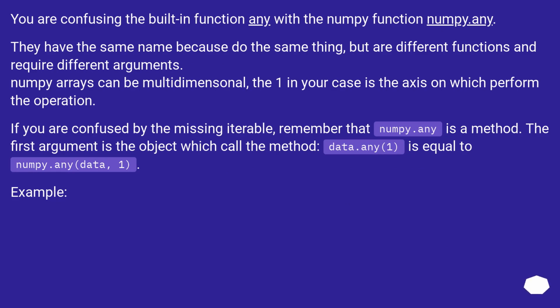If you are confused by the missing iterable, remember that numpy.any is a method. The first argument is the object which calls the method. data.any(1) is equal to numpy.any(data, 1). Example.